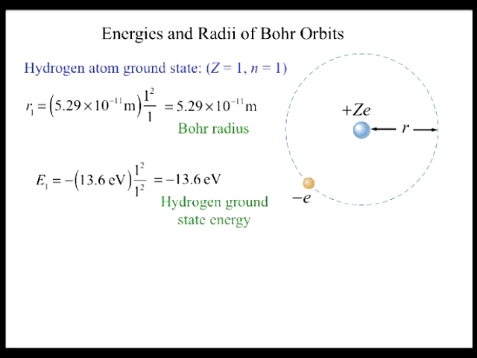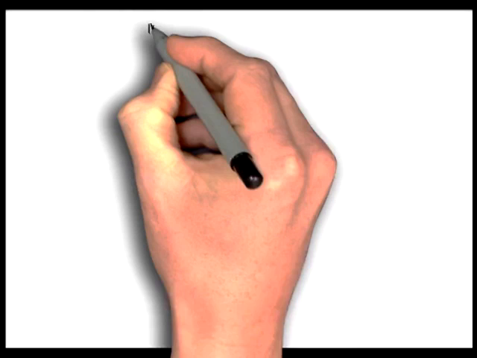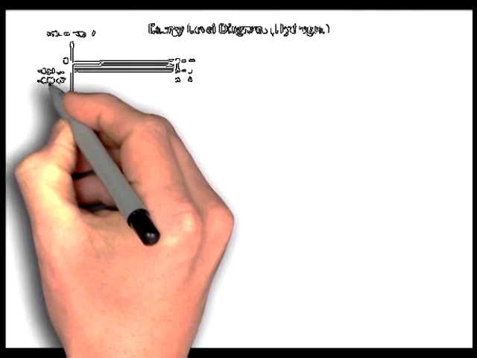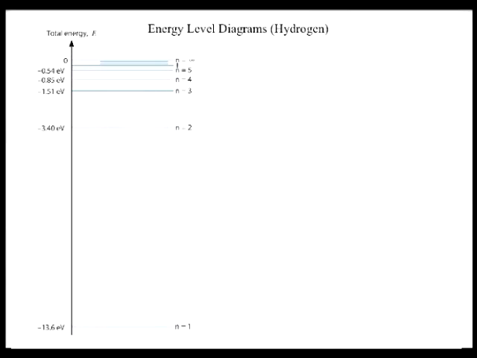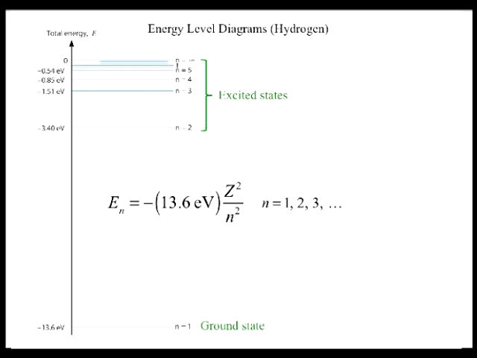It is useful to represent the energy values given by this equation on an energy level diagram as shown here. In this diagram, which applies to the hydrogen atom where Z equals 1, the lowest energy level is called the ground state, to distinguish it from the higher levels which are called excited states. Observe how the energies of the excited states come closer and closer together as n increases.